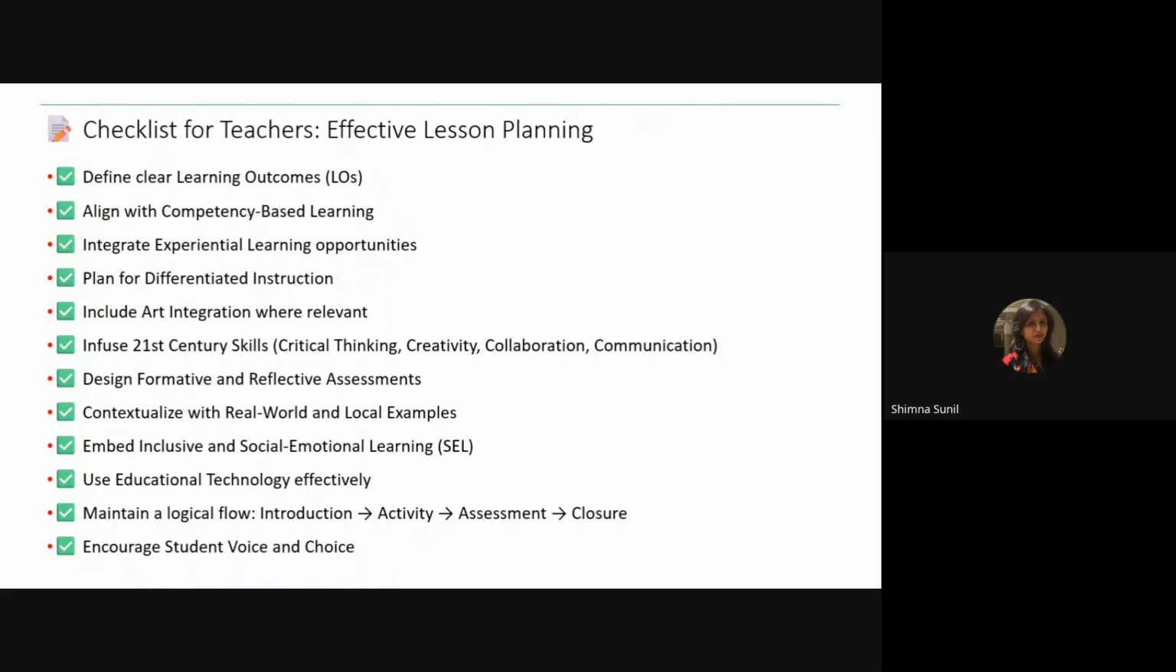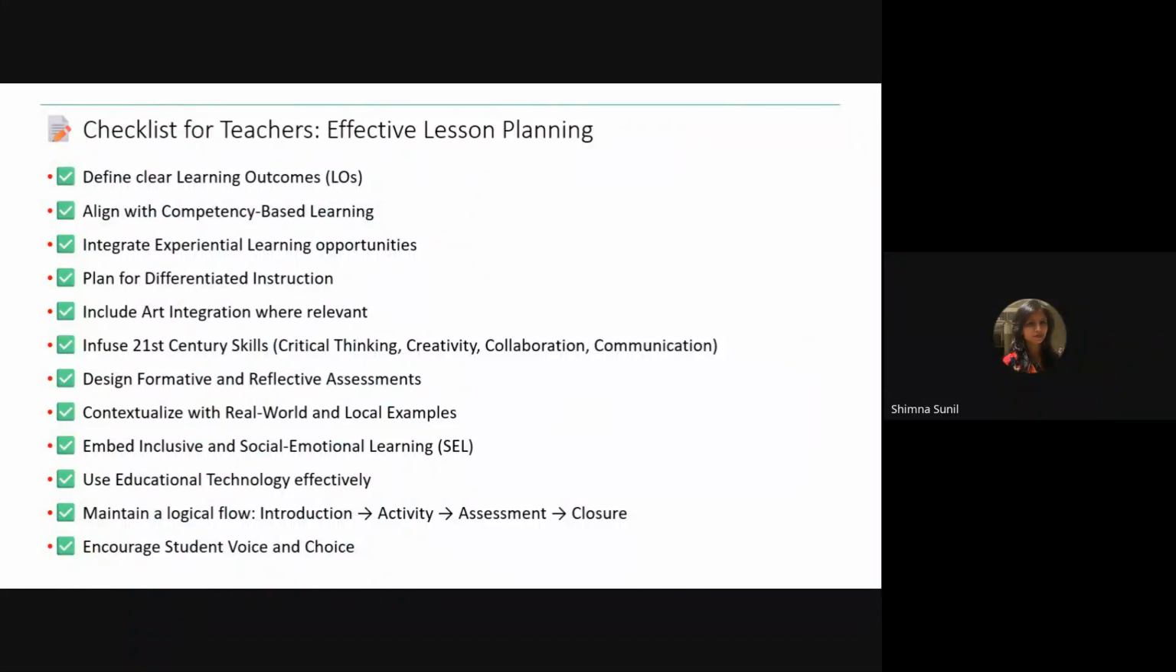I think 1, 6, 8, 10. Okay, so 1 is define. That is the first one. Then the 6th one is include art integration. The 8th one is inclusive and social. And the 10th one should be maintaining a logical flow: introduction, activity, assessment, and closure. Okay. Make it 3. That would be better. 1, 3, 6, 8, 10.